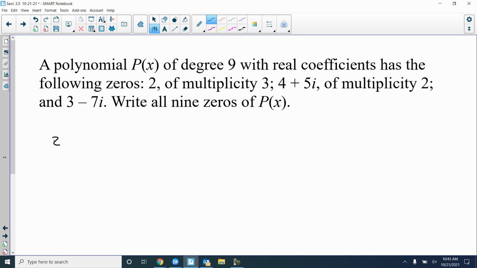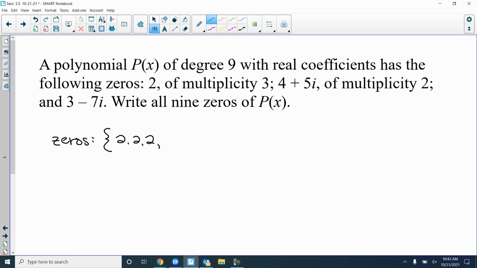So my zeros, well, 2 multiplicity of 3. What you're going to do is you got to count it 3 times. I mean, typically when we're going to write our answers, you're just going to say 2. But if they wanted to list all 9 zeros, you'd have to say, all right, 2, 2, and 2. It all counts as 3 zeros.